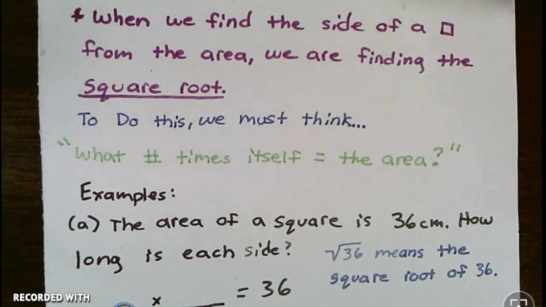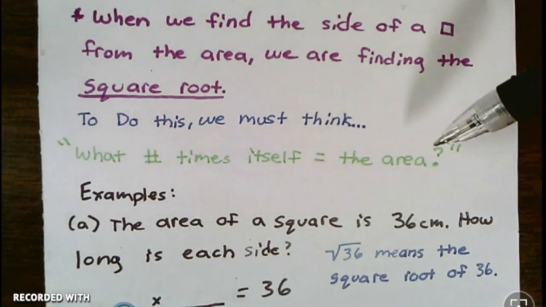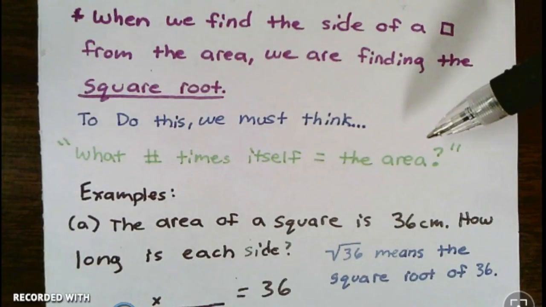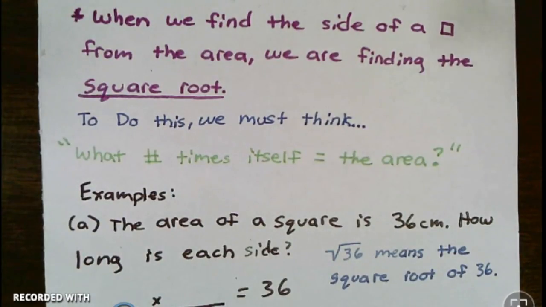Like we talked about, 5 times 5 is 25. 6 times 6 is 36. 7 times 7 is 49. 4 times 4 is 16. That's what you're going to be thinking: what number times itself equals whatever area they've given you?